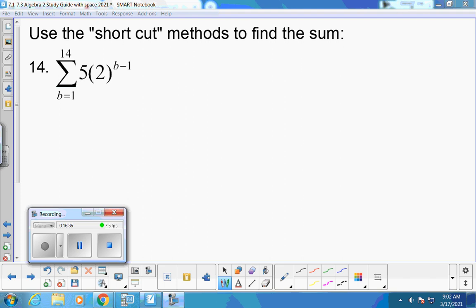What shortcut do we think we can use? Yes? The geometric series finite. Shortcut 5, finite geometric series. Shortcut 5 looks like this. We just learned it yesterday.